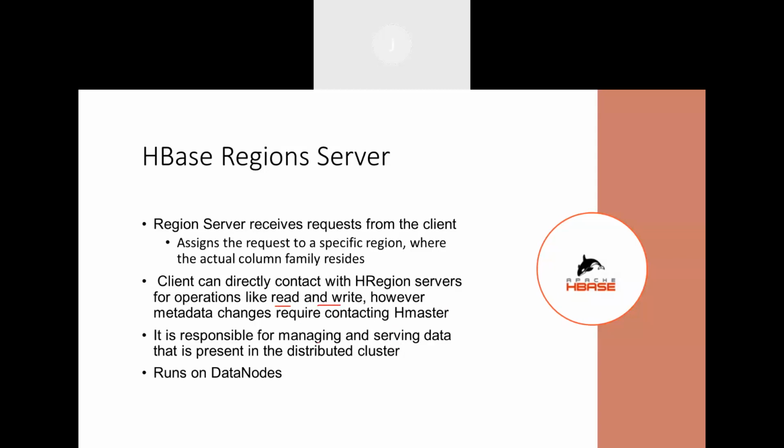Any changes in the metadata means schema change. Any schema change that is happening will happen only through HMaster. The region server is responsible for managing and serving data that is present in a distributed cluster. It runs on data nodes, whereas HMaster runs on the name node itself.